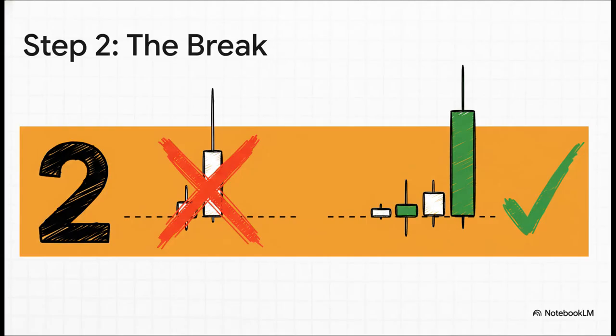Okay, next up, the break. Now listen closely, this part is crucial. A wick sticking through a level is not a break. It's just a test, it's noise. What you need to see is a full candle body closing decisively on the other side of that level. That candle should show some real power, you know? It should be bigger than the candles that came before it. And of course, it has to be going in the same direction as the daily trend we just identified.